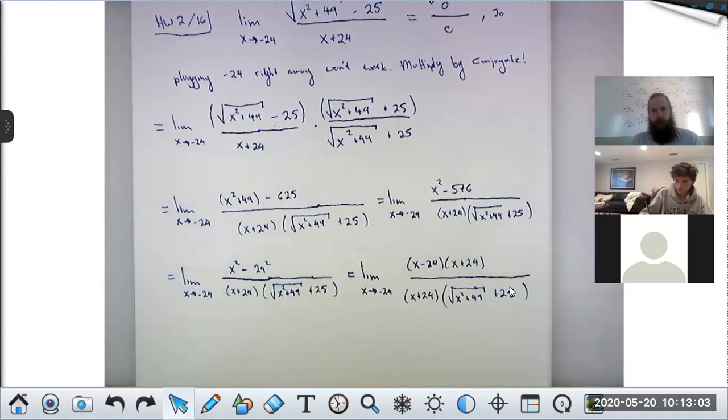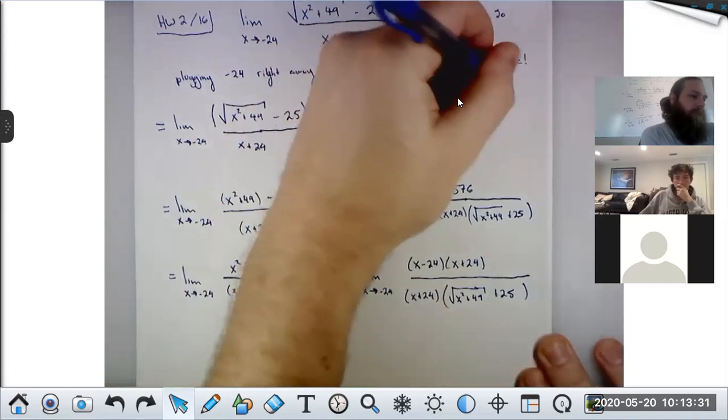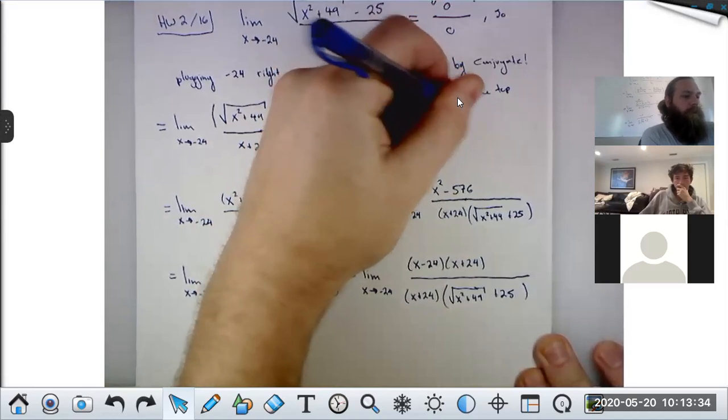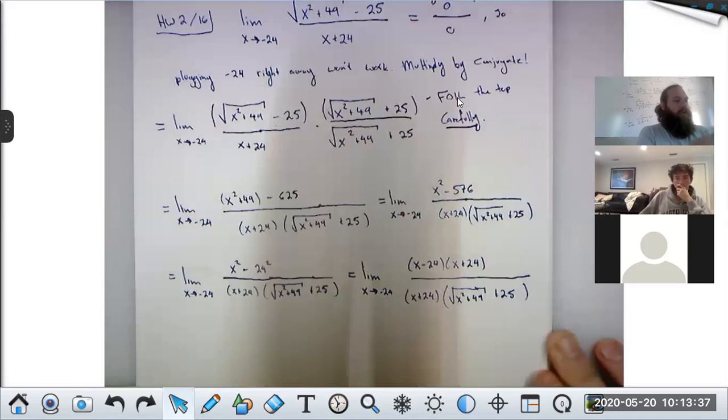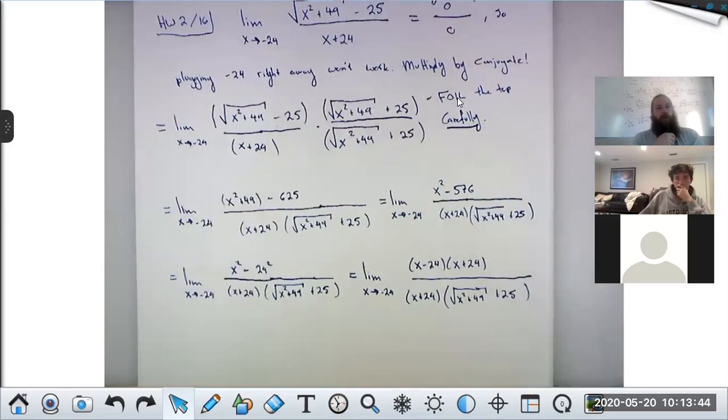Everybody's comfy with the multiply by the conjugate trick that we used? Comfy with how the algebra went? Foiling out that numerator to get x squared minus 576? That's the bulk of the work for sure. I'm gonna need some practice, but yeah, it makes sense. Okay. Yeah, so go through the foil step here slowly. And then just always remember that fractions have their tops and bottoms in parentheses. We don't write them, they're implied by the fraction bar, but never forget that.